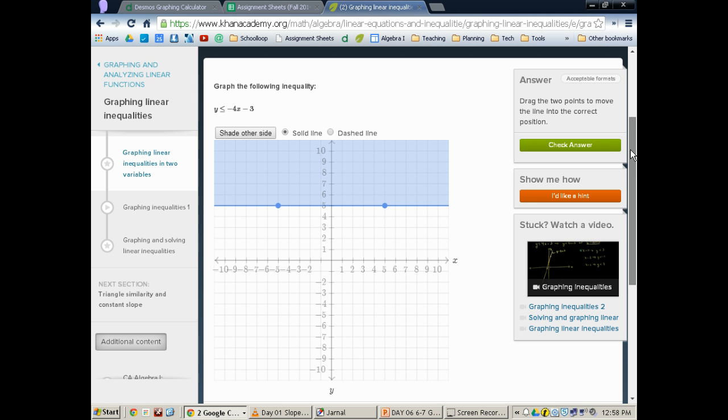Here's something in Khan Academy that would look like. It's y is less than or equal to negative 4x minus 3. So you put one of these on the y-intercept, which is negative 3, and then use the other one to do a slope of negative 4x. So that would be what? Up 4 and left 1. Is this one solid or dashed? Solid. Less than or equal to is solid.